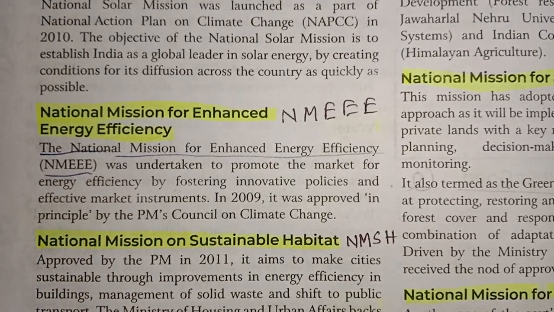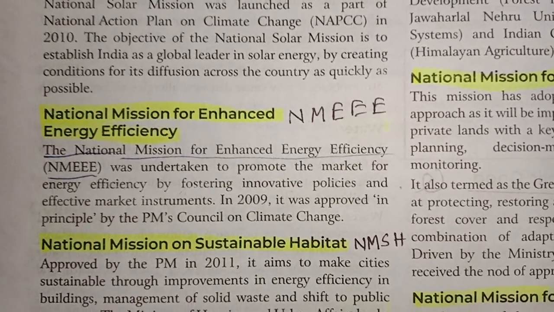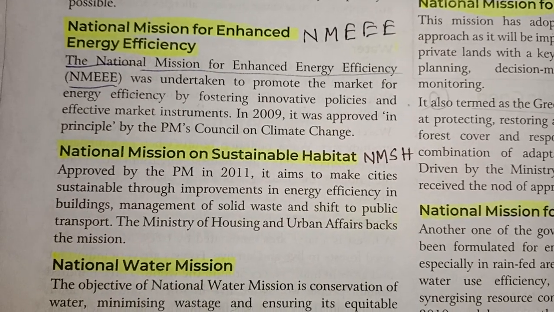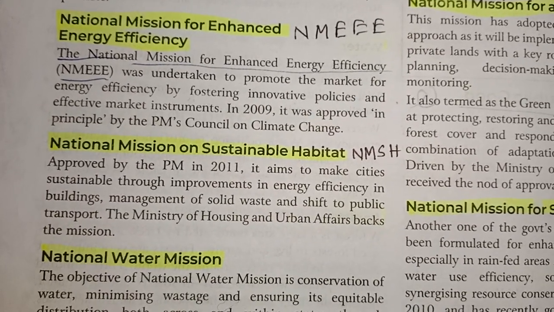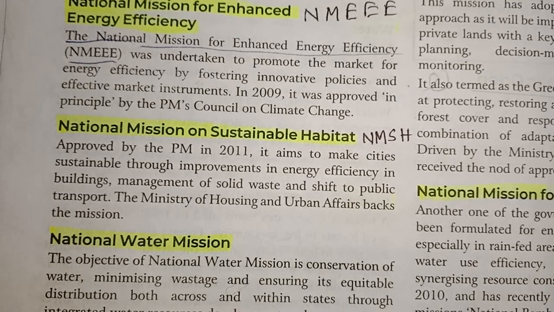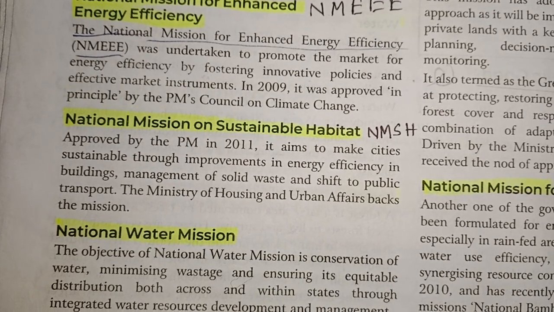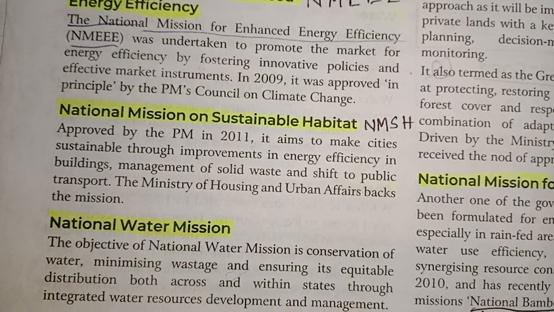National Mission on Sustainable Habitat, NMSH. Approved by the PM in 2011, it aims to make cities sustainable through improvements in energy efficiency in buildings, management of solid waste, and shift to public transport. The Ministry of Housing and Urban Affairs backs the mission.